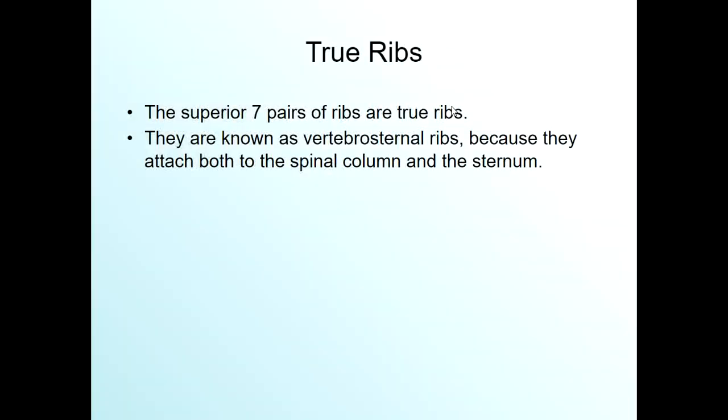So true ribs are the top 7 pair. So the superior 7 pair are called true ribs. The other name is vertebrosternal ribs, and you'll need to know both of those names. It gets its name because it's attached to the vertebrae, but it's also attached to the sternum, and so that's how they get that name, vertebrosternal. So if you're looking at your diagram and you count from the first set of ribs down, the first 1, 2, 3, 4, 5, 6, 7 are vertebrosternal or true ribs.